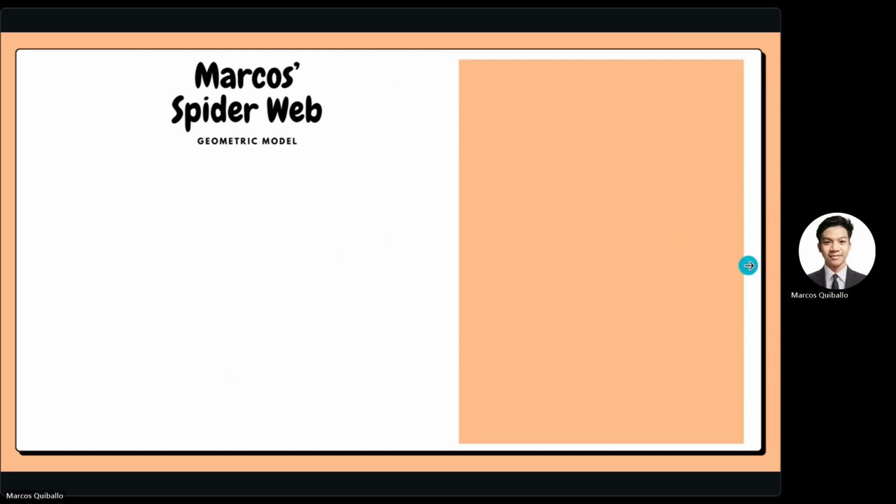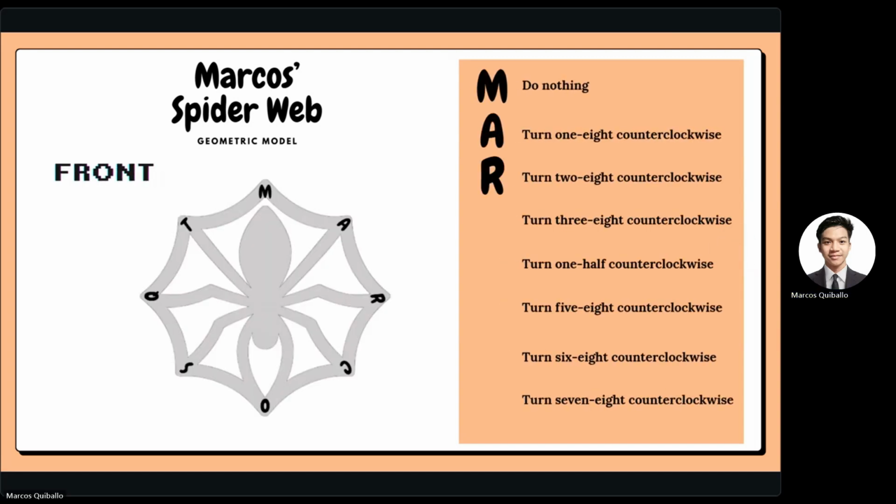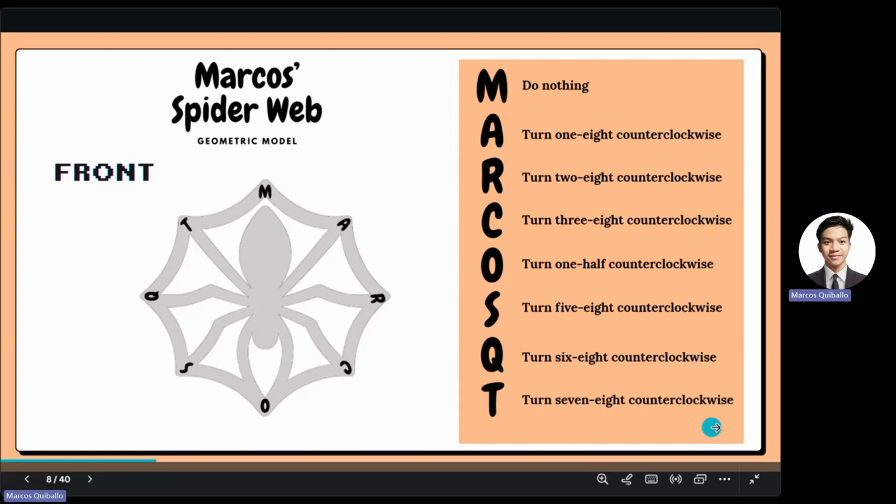Now, let us define the movements of each letter. In the front, we have M, which stands for do nothing, A for turn 1/8 counterclockwise, R for turn 2/8 counterclockwise, C for turn 3/8 counterclockwise, O for turn 1/2 counterclockwise, S for turn 5/8 counterclockwise, Q for turn 6/8 counterclockwise, and T for turn 7/8 counterclockwise.